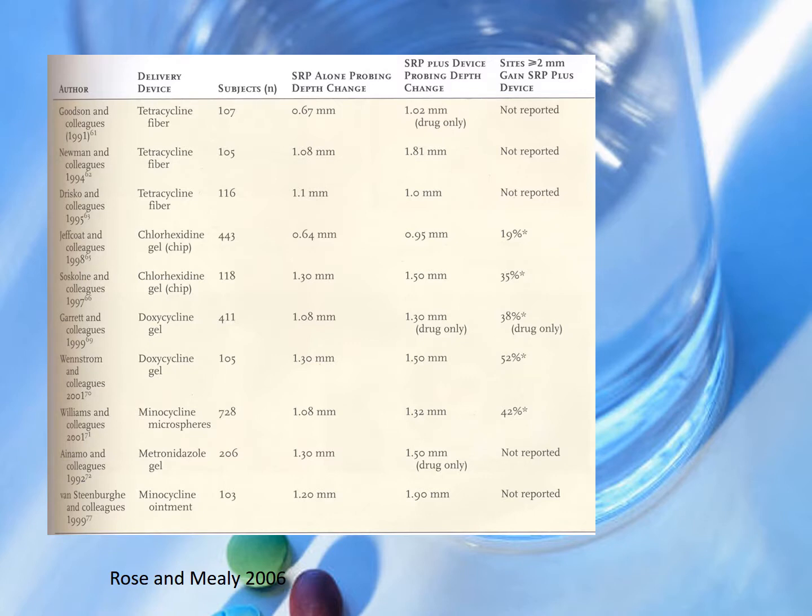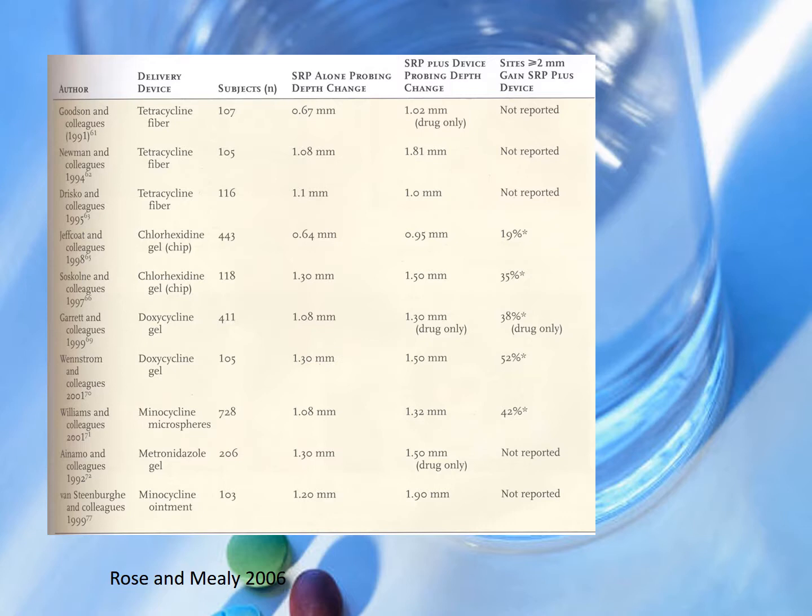This table is from the Rosen-Millie text, and it's looking at different delivery device techniques and comparing them to scaling and root planing alone as far as the probing depth change with scaling and root planing plus the device. When you look at the scaling and root planing alone, which is the 4th column, and the scaling and root planing plus the device, you can see that there is a difference between the scaling and root planing alone and when a device is incorporated.